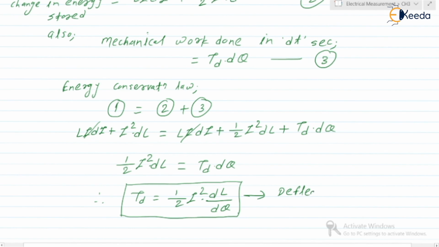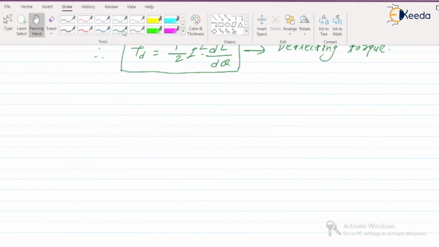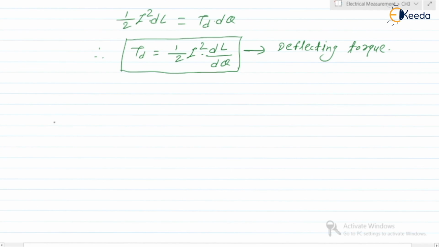Okay, expression for deflecting torque of a MI instrument. Now for MI instrument, we can use the gravity control or the spring control. Suppose if spring control is used, what about the controlling torque? Controlling torque TC is equal to K into theta.